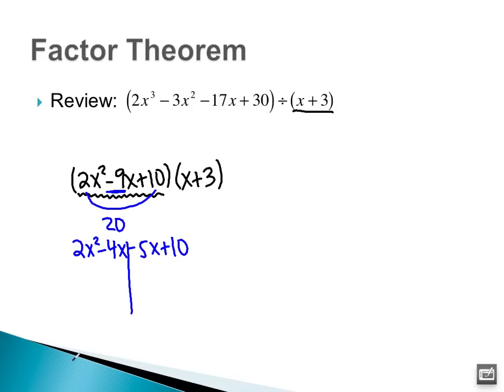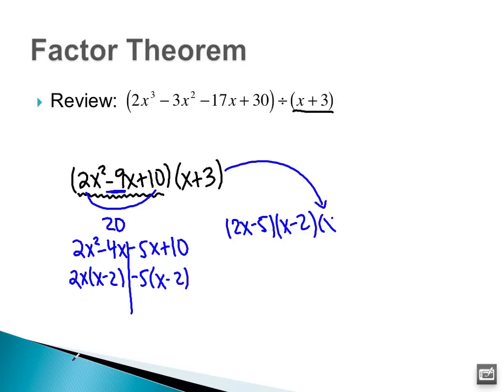Put your line down the middle. Left side, the greatest common factor is 2x, and I'm left with x minus 2. Right side, factor out a negative 5, so I have x subtract 2. So my two factors are 2x subtract 5 and x subtract 2. But then I still have that x add 3 that I factored out earlier.